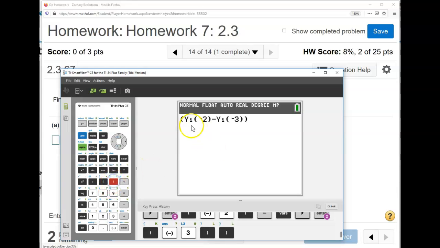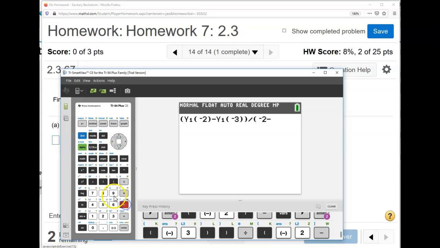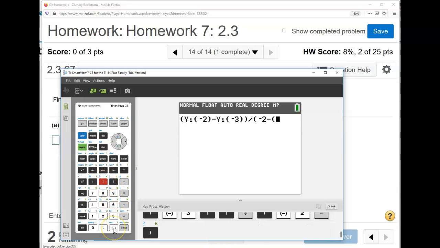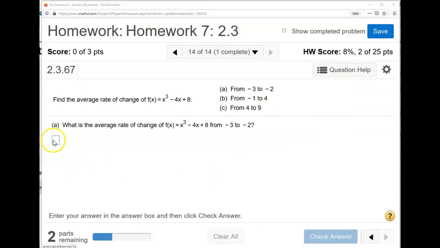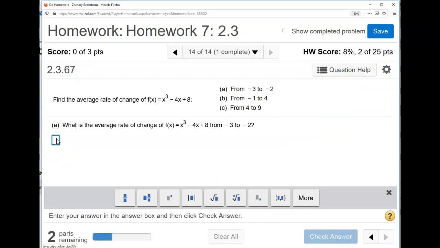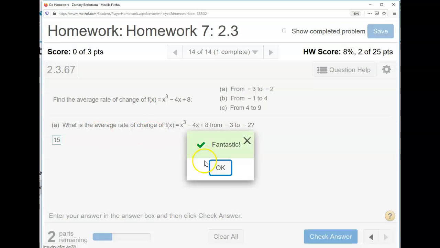And then remember, since I'm doing a fraction here, I'm going to put parentheses around the entire numerator and the entire denominator. So this is all over the second point minus the first point, -2 minus -3. Close all that up, and I get 15. So that first answer should just be 15. That's my average rate of change.